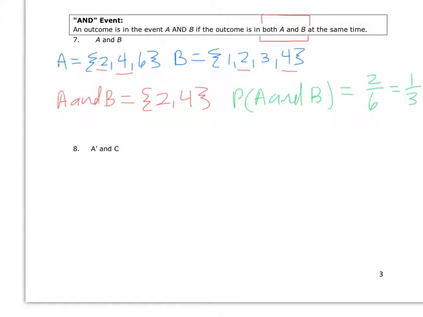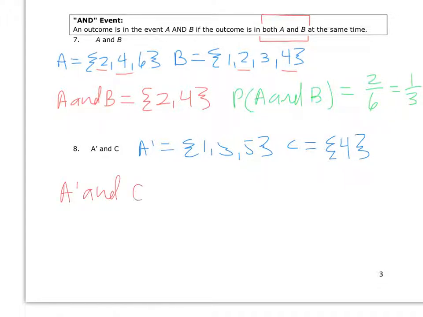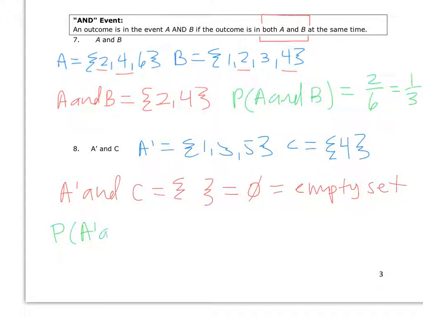Let's try this next one. A prime and C. Okay, remind ourselves, A prime is 1, 3, 5. C is 4. So if we want this event, A prime and C, we look and see there are no shared outcomes. So we've got braces with nothing in them, or we can write the empty set symbol, or say it's the empty set. And if we look for the probability of that combined event, that is 0. There's no way that we can get A prime and C both occurring at the same time.